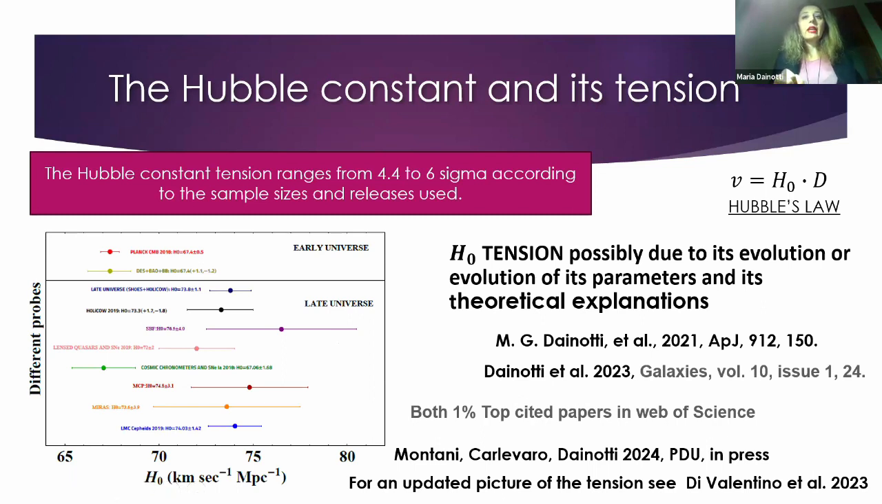Now, there are several explanations for the Hubble constant tension, both from the theoretical side and from the observational side. And here we tackled this problem from a different approach in these two papers. There are also other papers we have been working on, more on the theoretical interpretation of this tension.